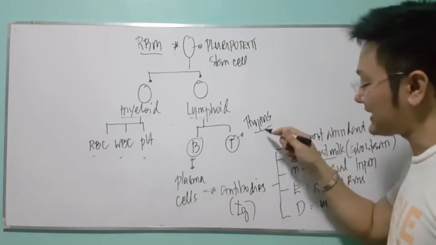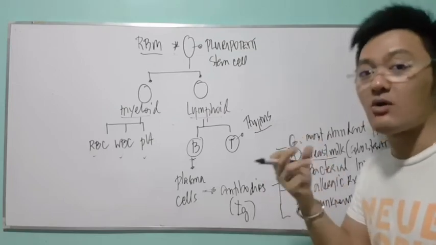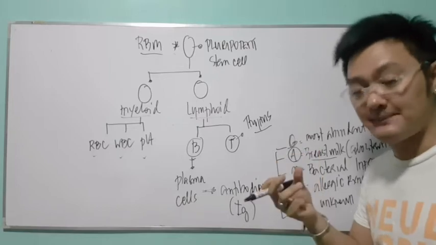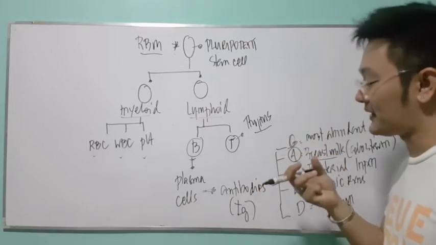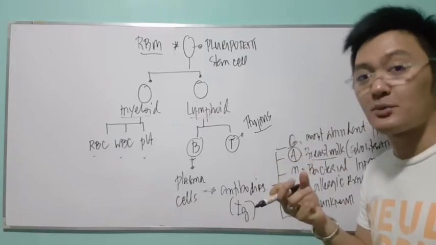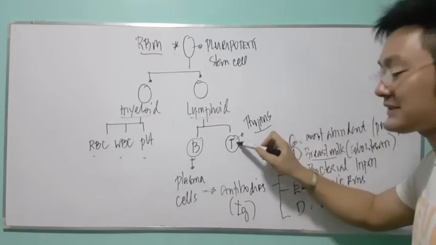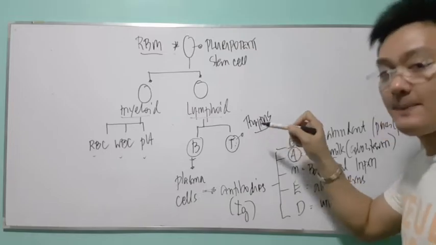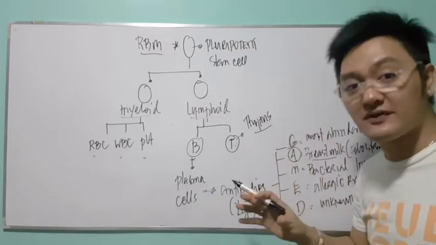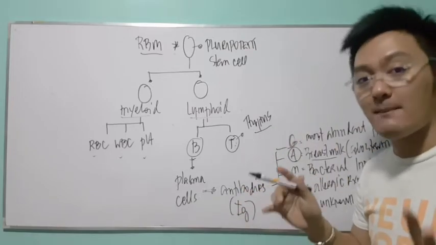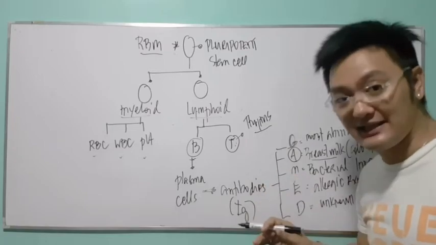Now, what is the importance of your thymus? Remember that your thymus, as a gland, produces a hormone, a substance called thymosin. This thymosin is important for differentiation and proliferation of your T lymphocytes. Na kung saan, kung pupunta ang T lymphocytes sa thymus, the T lymphocytes will proliferate and differentiate into a more useful T cell. Can you follow?